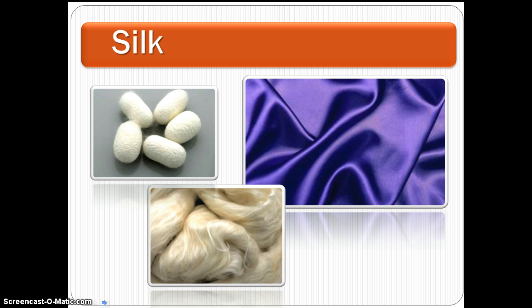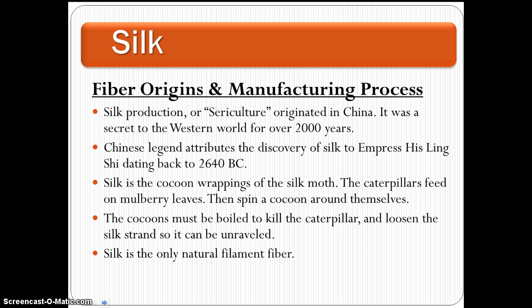Now we'll move into a few of our animal fibers. These are more protein-based. Silk is our first one. Silk production, called sericulture, originated in China. It was a secret to the Western world for over 2,000 years. Chinese legend attributes the discovery of silk to Empress Xi Ling Shi, dating back to 2640 BC.